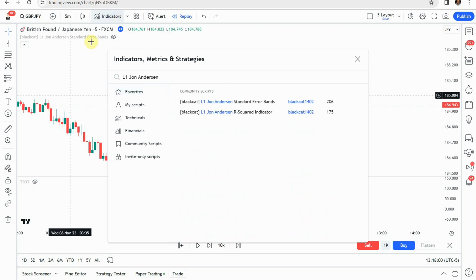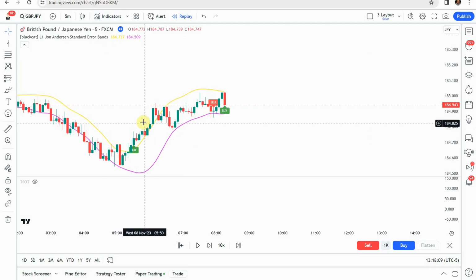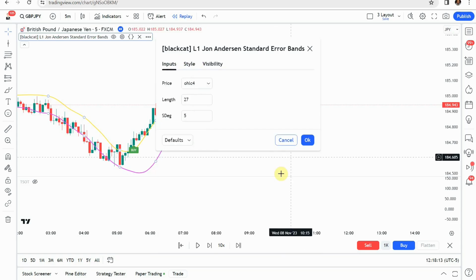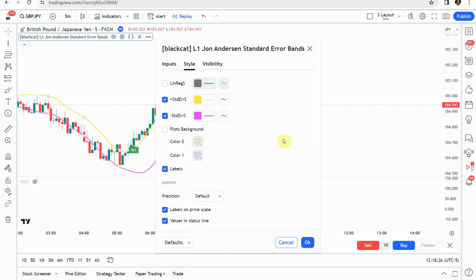The first indicator you will add to the screen is going to be this one right here, the John Anderson standard error bands. And it's going to look kind of similar to this right here. We'll actually go into the settings and make a few changes. So under the inputs, you're going to change the price to OHLC4. The length you're going to change to 27, and the SDIG you're going to change to 5. And under style, this is up to you, but this is how I put it on screen. Just makes it a little bit easier.